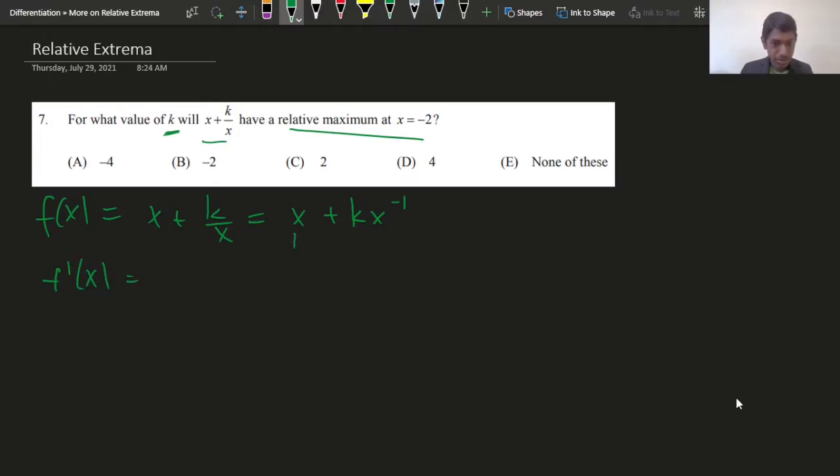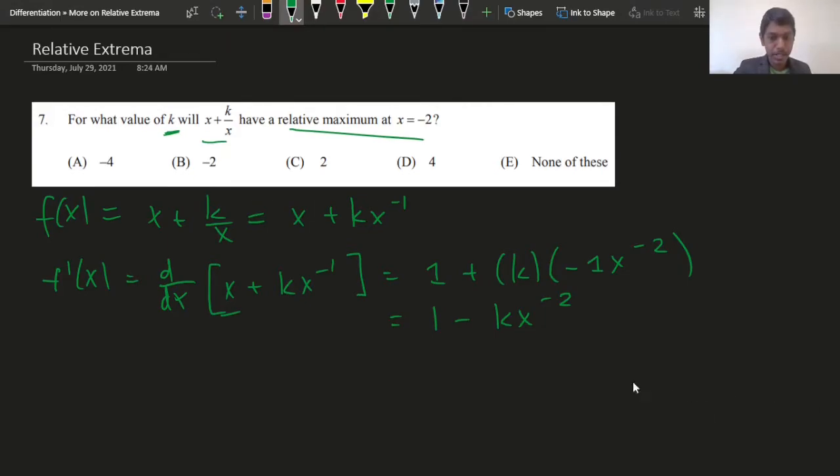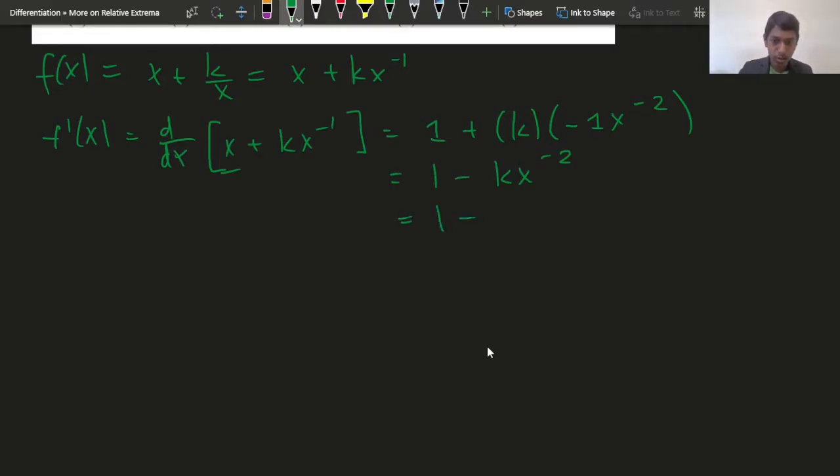Okay, so when you differentiate this with respect to x, what's going to happen is this x is going to go to 1, and then k will remain as a constant, so we'll multiply k by the derivative of that part. And then the minus 1 is going to come down, so minus 1 x to the minus 2. This is just power rule. Now I'm going to rewrite a little bit. So 1 minus k x to the minus 2, and that is going to end up being 1 minus k over x squared.